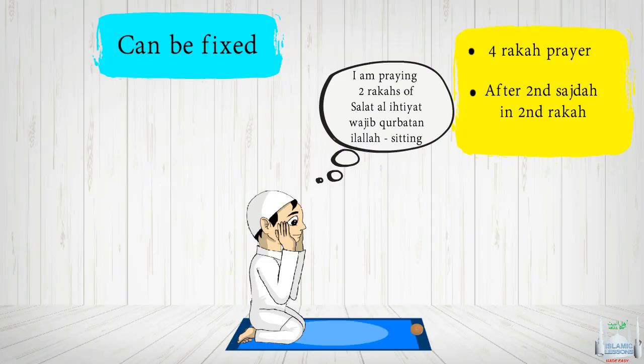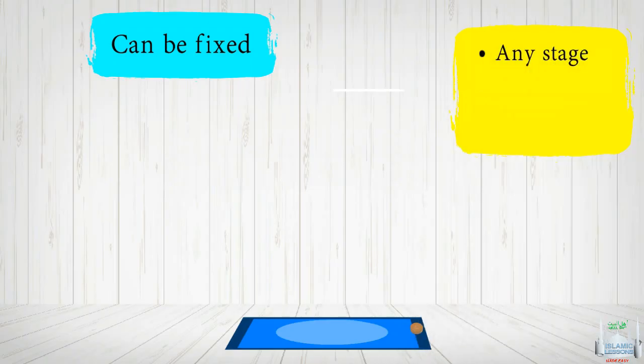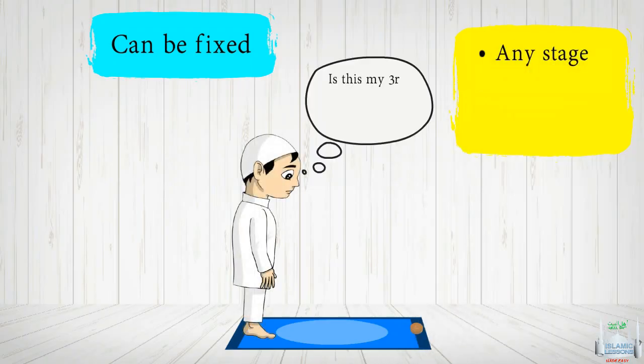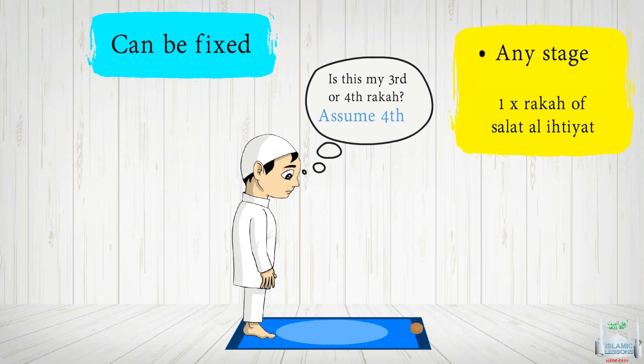in a sitting position. At any stage of the prayer, if you doubt whether this is your 3rd or 4th rak'ah, you assume it is the 4th rak'ah and perform 1 rak'ah of Salat al-Ihtiyat standing after the prayer is complete, or 2 rak'ahs in a sitting position.